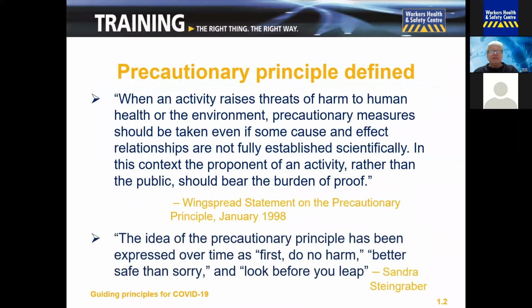The precautionary principle has its roots in the environmental movement, first articulated in the 1970s. Since then, it has been adopted in many international treaties. While there are many definitions related to this principle, likely the best known is included in the Wingspread Statement on the Precautionary Principle. It reads, when an activity raises threats of harm to human health or the environment, precautionary measures should be taken, even if some of the cause and effect relationships are not fully established scientifically.